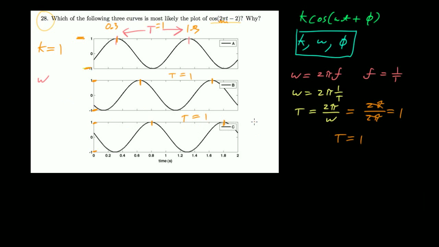So the periods are all the same, which by definition means that our omegas are all the same. For each of these functions, if the period is 1, our omega is equal to 2 pi.